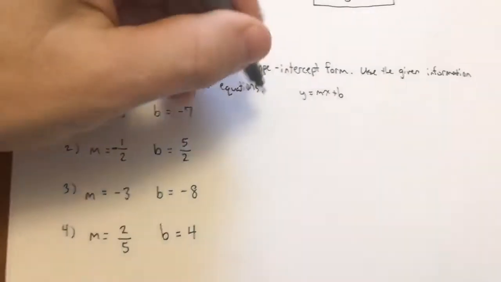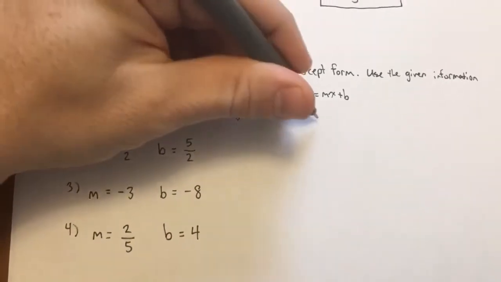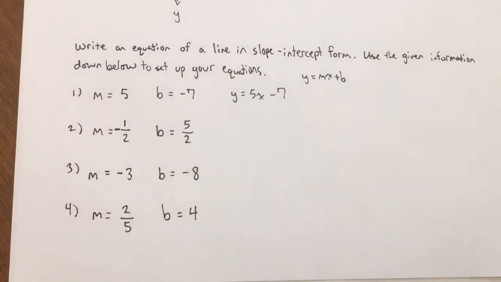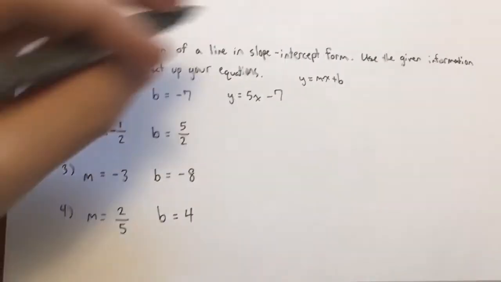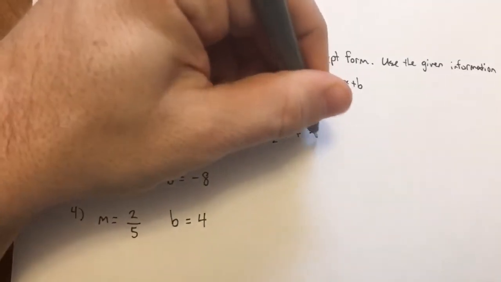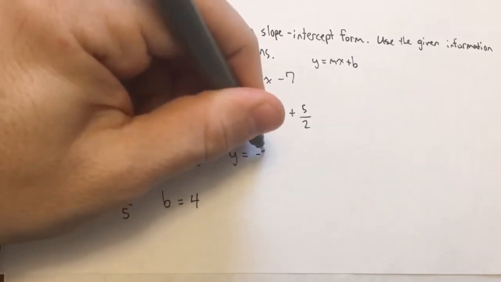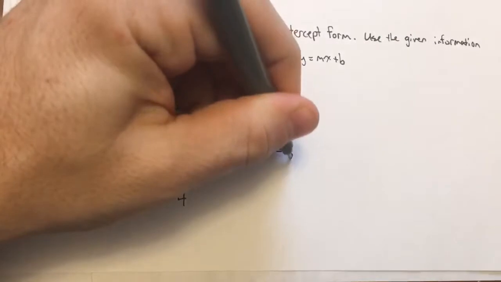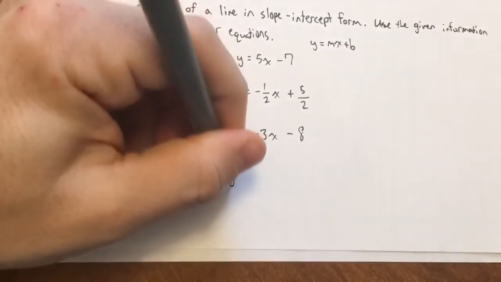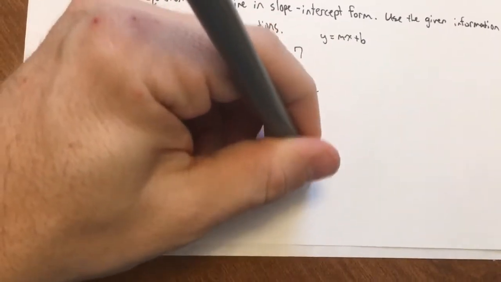For number 1, the answer would be y equals 5x, and you could write plus -7. Let's just write -7 to make it easier. Number 2, y equals -1/2 x plus 5 over 2. Number 3 would be y equals -3x minus 8. And then number 4, y equals 2/5 x plus 4.